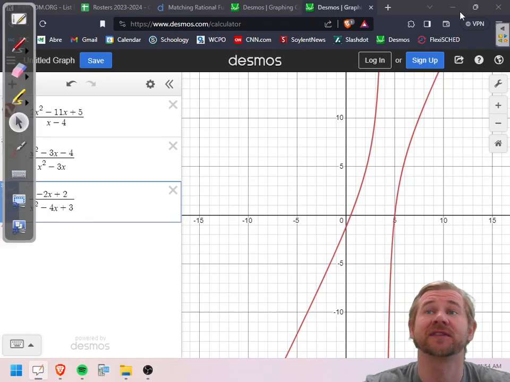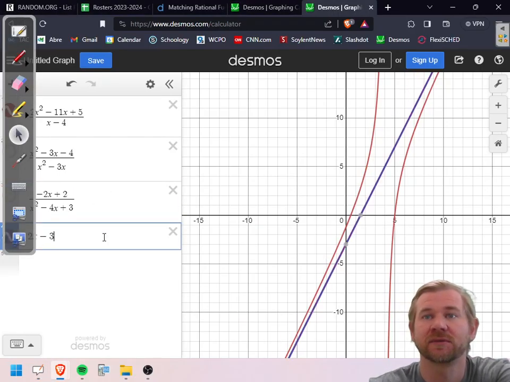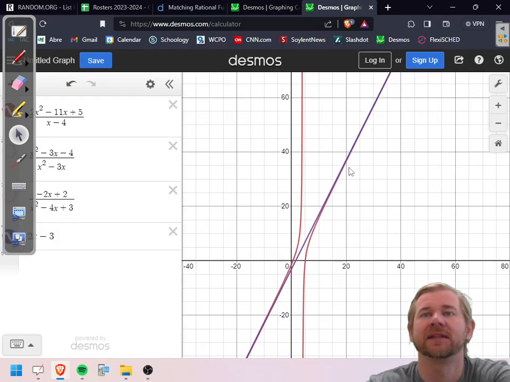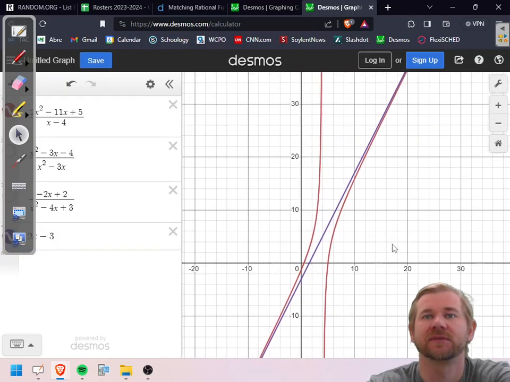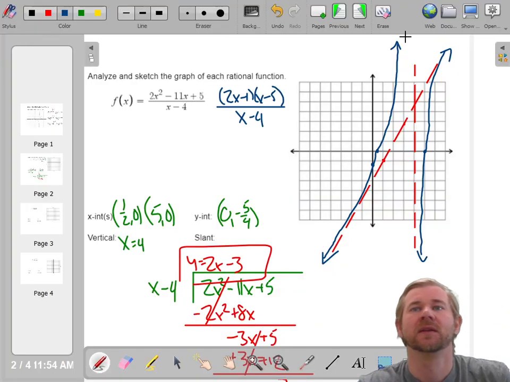But if I try and graph the slant asymptote, 2x minus 3, you can see how it fits in there, and the end behavior starts to approach that asymptote. So kind of cool. Let's try another one.